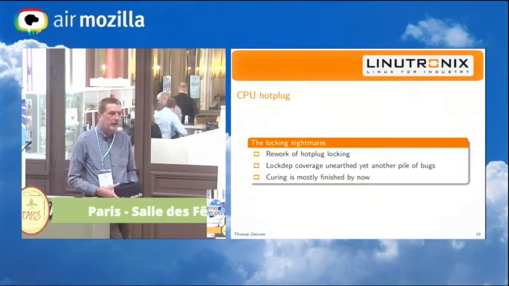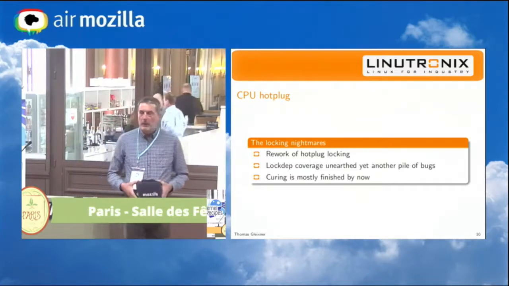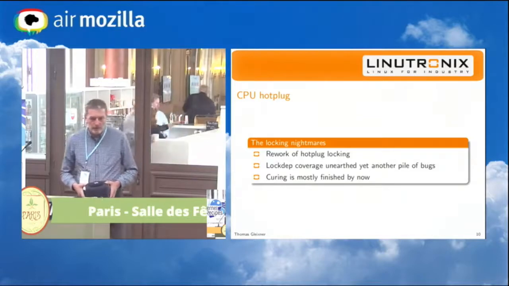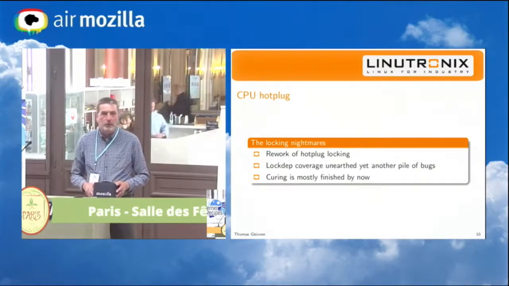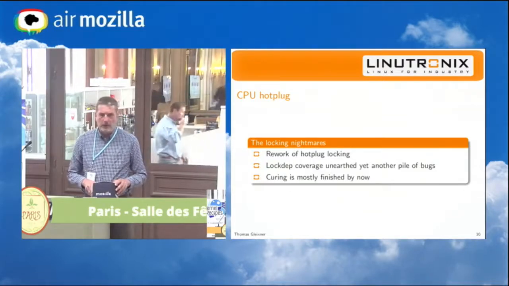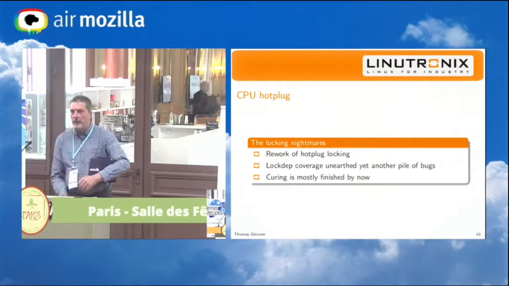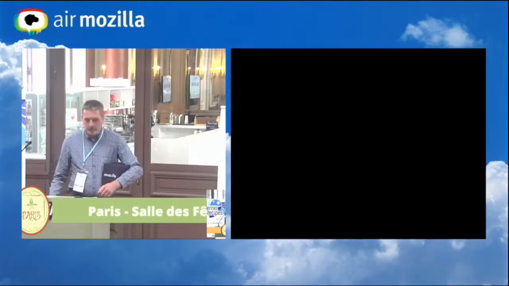So the curing of those problems is mostly finished by now. There are some things still being discussed, how to solve them. We have a solution for the watchdog thingy, and there's, I think, one particular problem somewhere in the memory management code where they're still discussing whether they fix it left or right. I don't know. But it's covered.